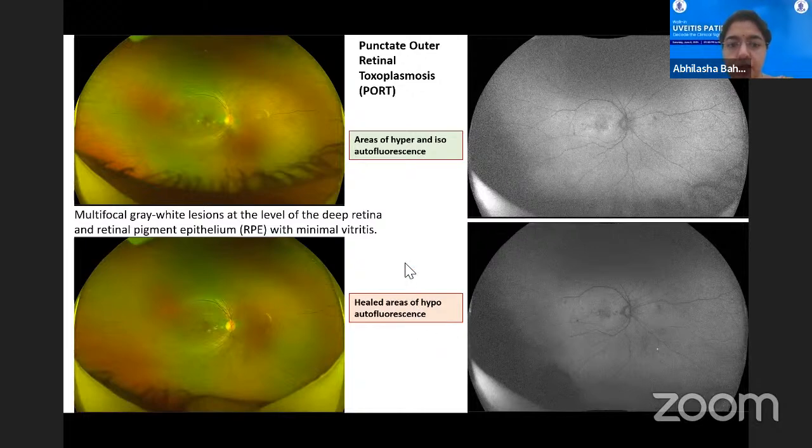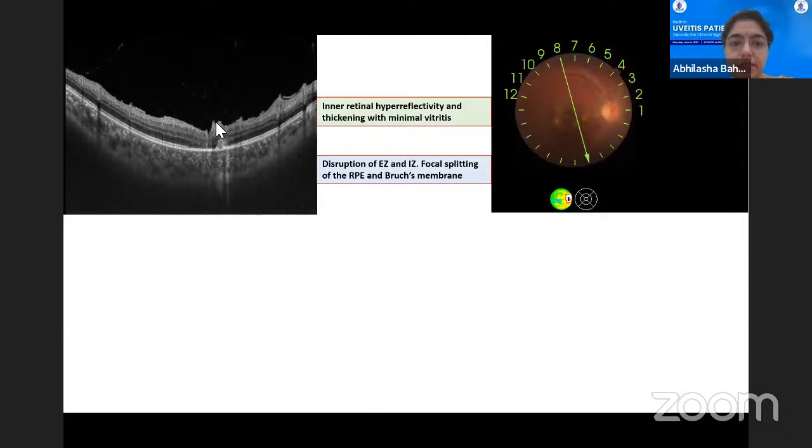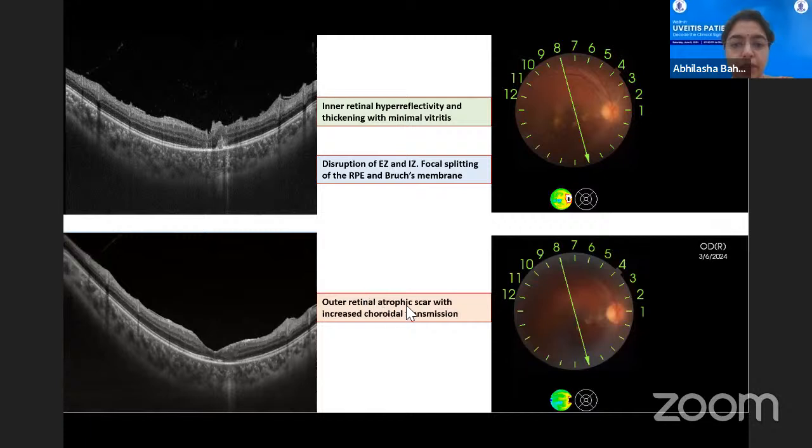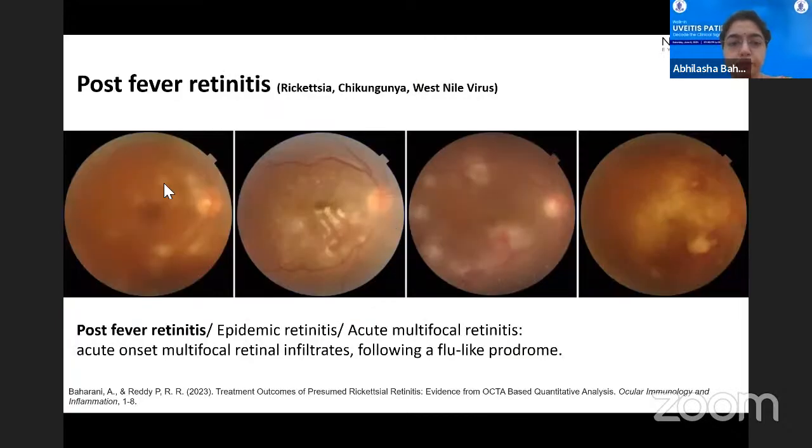this case. OCT findings are very typical. There is inner retinal hyperreflectivity and thickening with minimal vitritis, and there is disruption of the ellipsoid and the interdigitation zones, and focal splitting of the RPE and Bruch's membrane, as you see in this case. Outer retinal atrophic scar is seen with increased choroidal transmission on healing. Now, these scars are often inactive cysts of the parasite, and these should be carefully followed up.